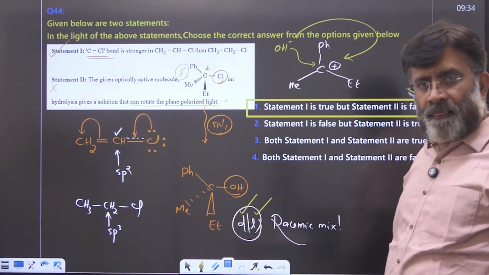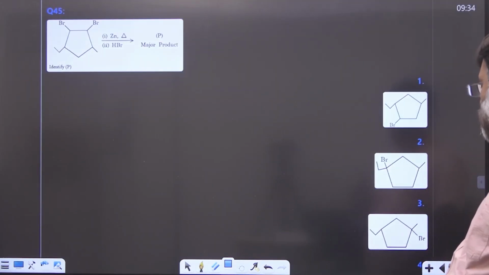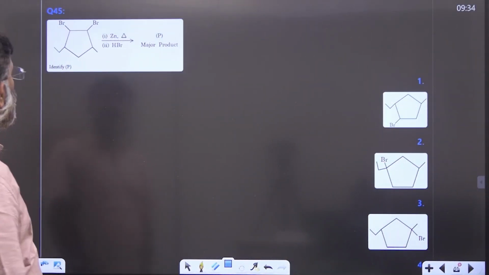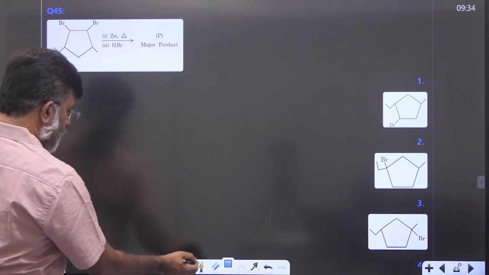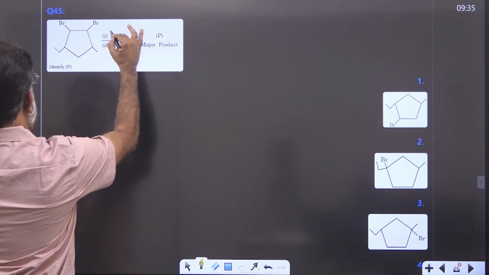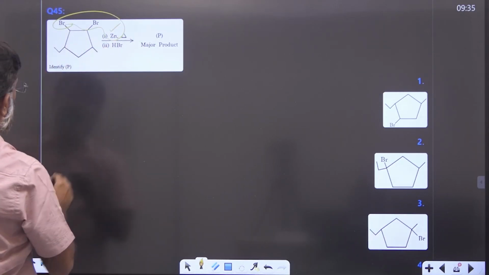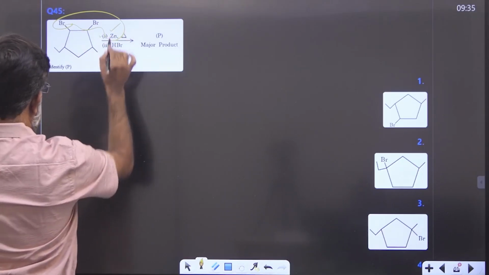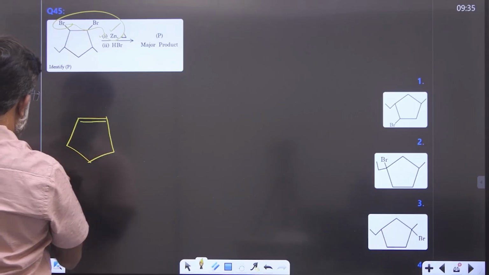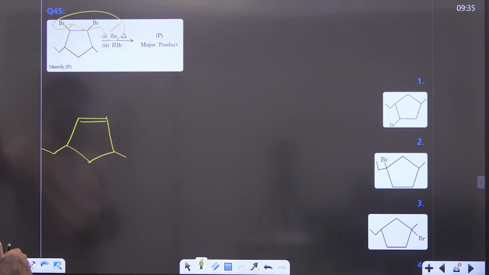Next question. Again, you have a sequence given. What is the major product? So the given compound is treated with zinc, there will be dehalogenation. Zinc will take away the 2 bromine, and the product after the first reaction will have a double bond over here. This is the product after the first reaction.